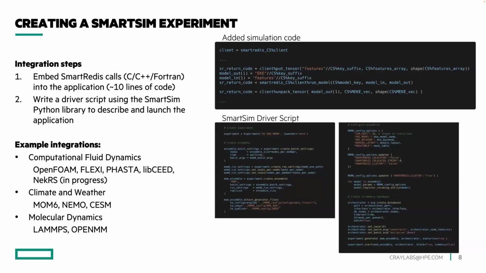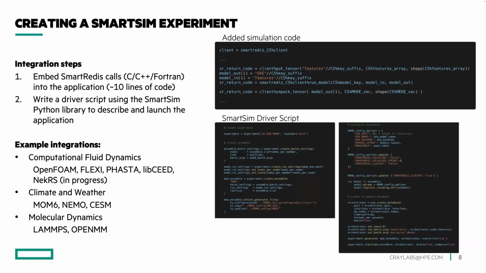Okay, the purpose of this slide is not to teach you how to write SmartSim code. It's just to show you how simple it is. In general, what one has to do to make sure that the application can use SmartSim is to instrument the application code with the client to SmartSim, which we call SmartRedis.